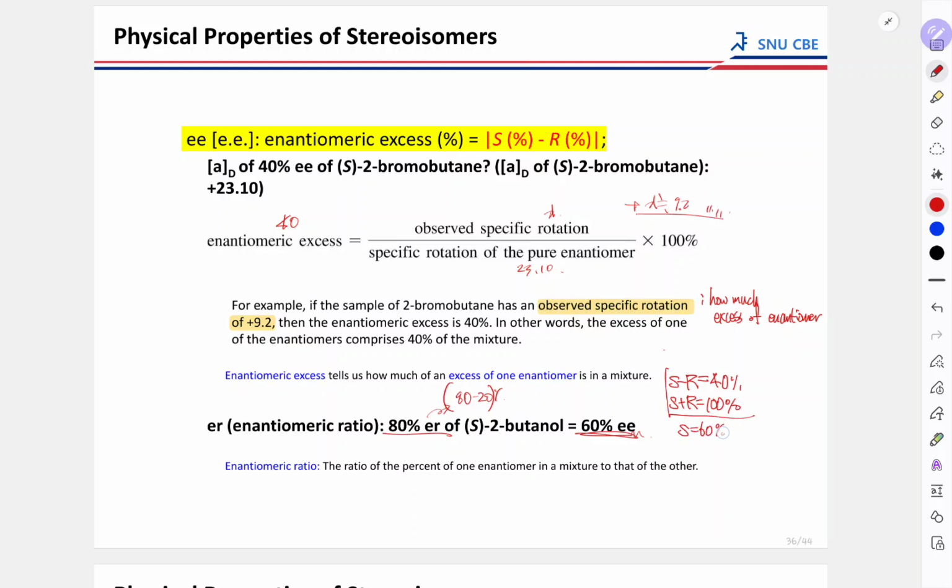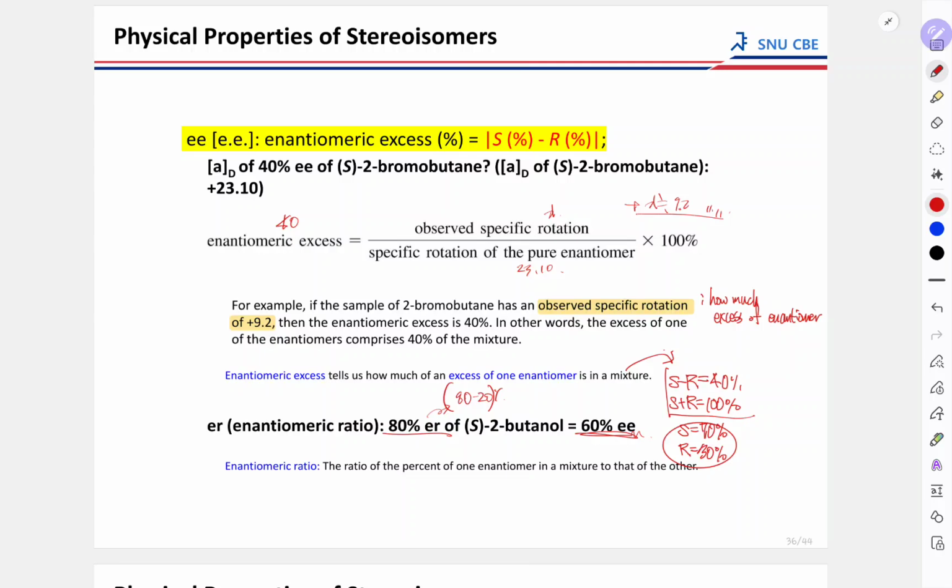What about if S-butanol has 60% EE? You can do simple math again. S minus R is 60%, and you know that S plus R is 100%. So S should be 80%, and R should be 20%. That is how you match the enantiomer ratio.